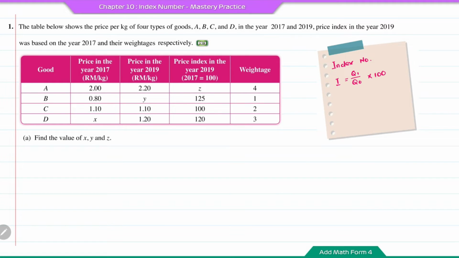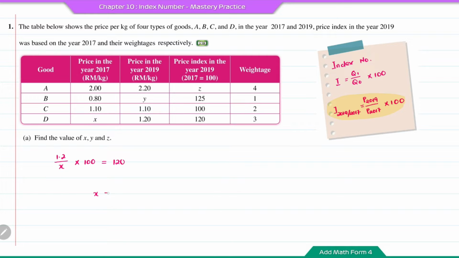To solve question A, we're going to use the formula of the index number. So we are going to refer to this formula. To find X, it will be 1.2 divided by X times 100. It will give us the price index, which is equal to 120.